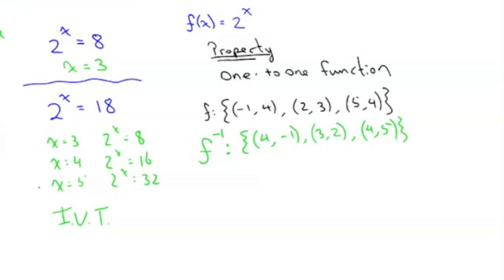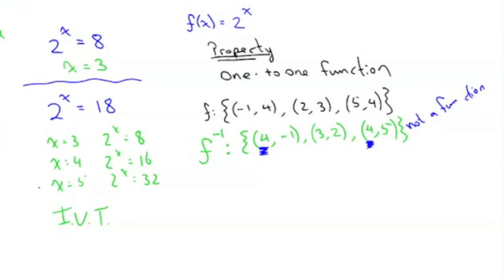Problem though, what's wrong with f inverse? It's not a function anymore, because we have this domain value, this 4, repeating. So this one is not a function. So we have a choice. How can I make it a function? Get rid of one of those.